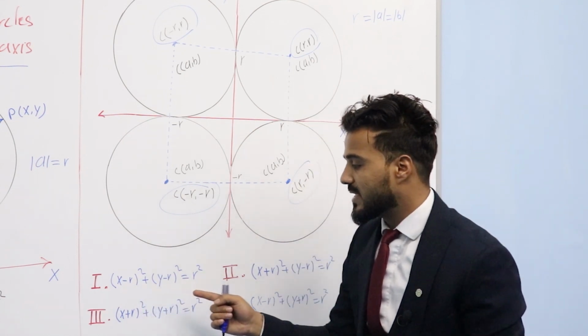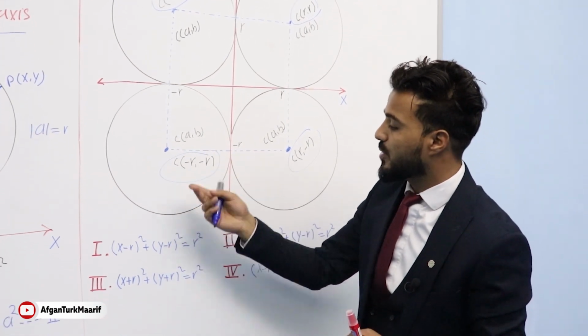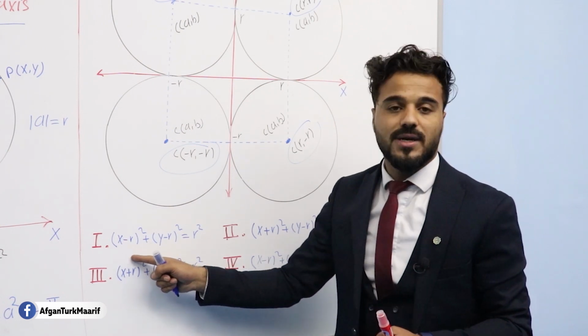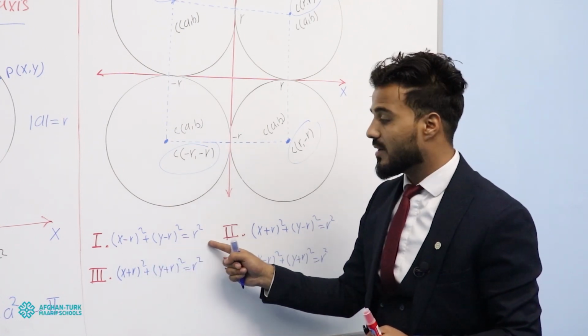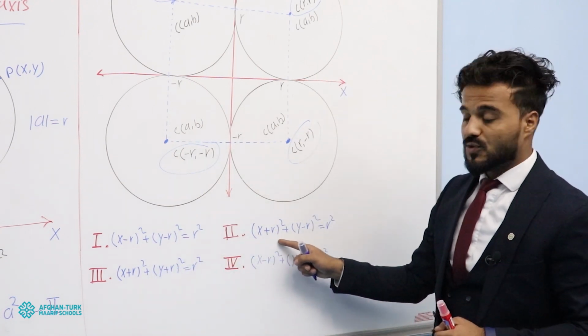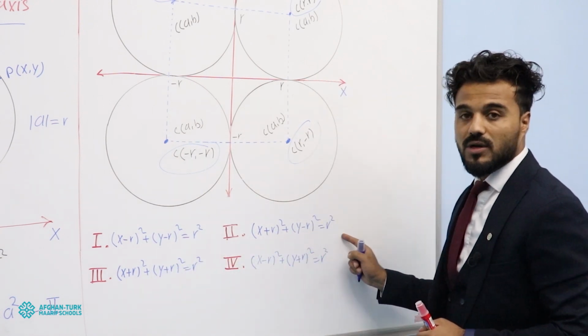For the first quadrant, when I put r instead of a and b in our standard equation, you will get this equation: (x minus r) squared plus (y minus r) squared is equal to r squared. For our second quadrant we can write (x plus r) squared plus (y minus r) squared is equal to r squared.